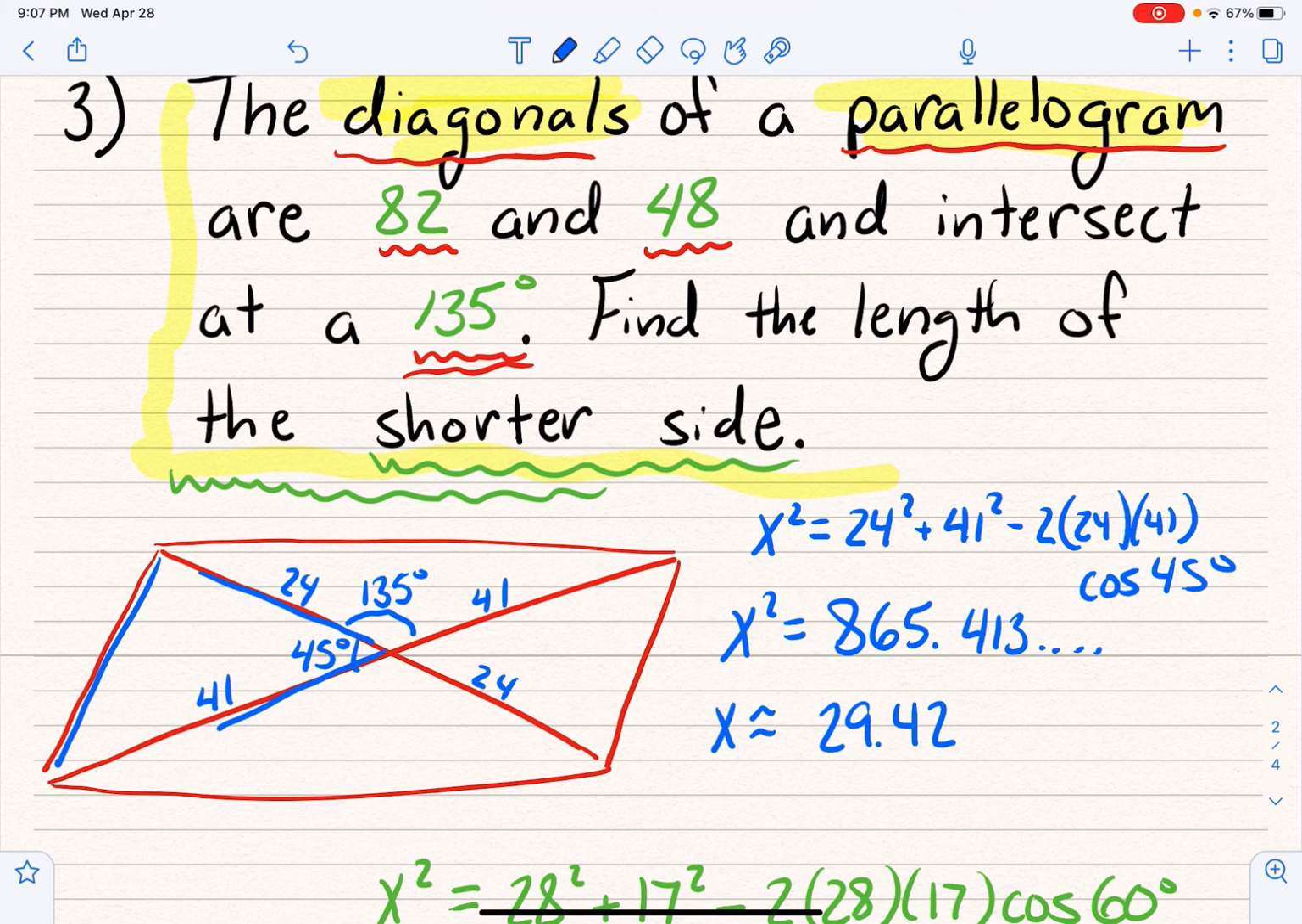I could also easily find the length of the longer side. I would use almost everything the exact same, except I'd be changing the angle right here, and it would give me a completely different answer. All right, so hopefully this is what you got, 29.42. All right, so now last problem.